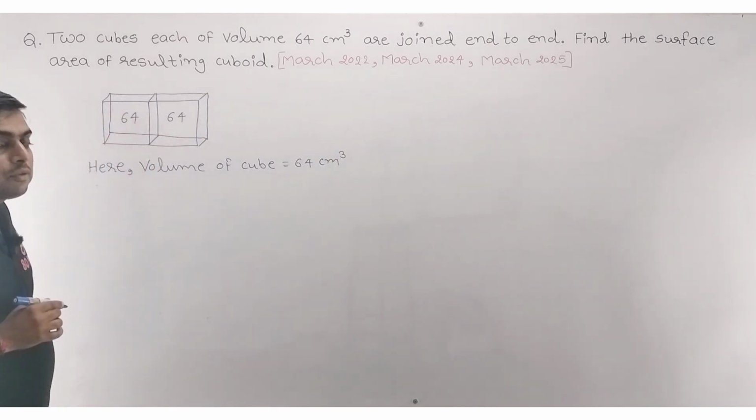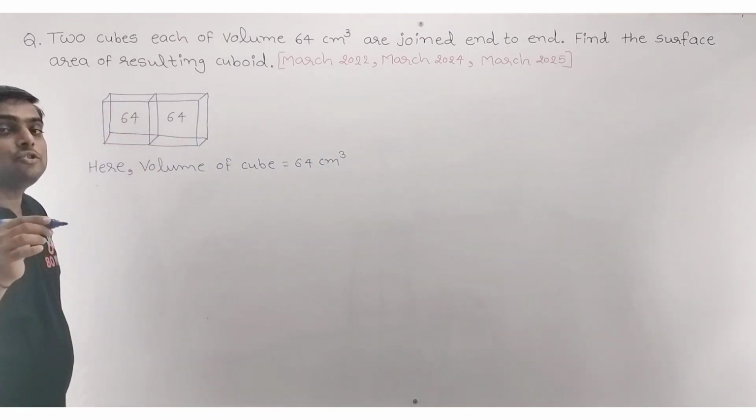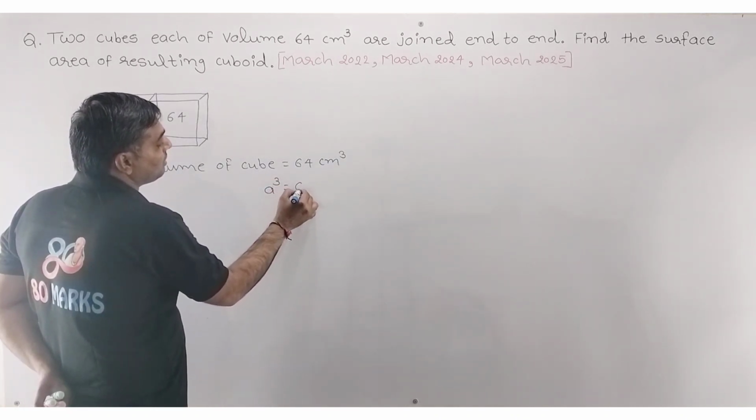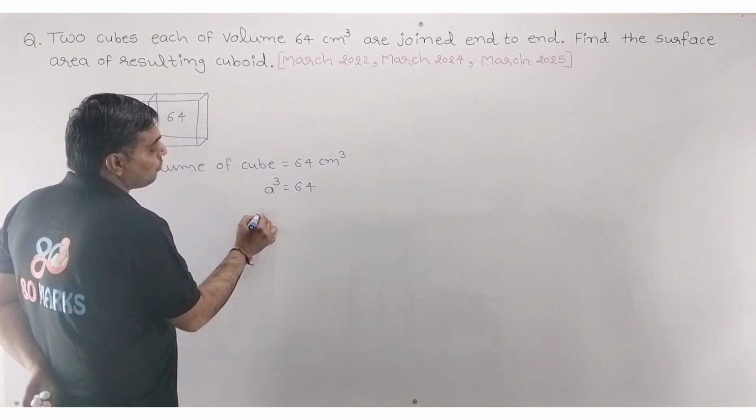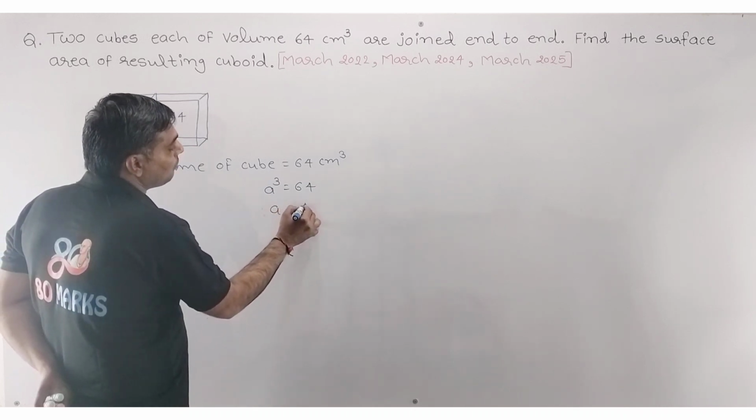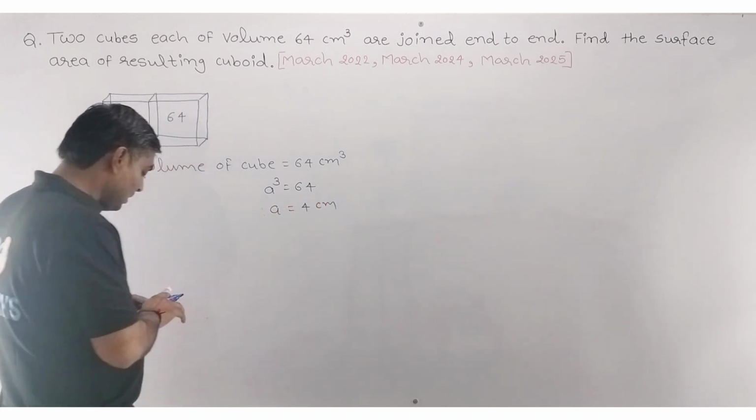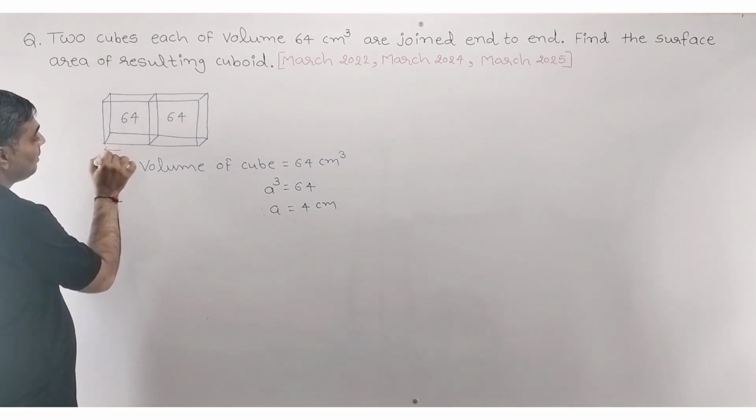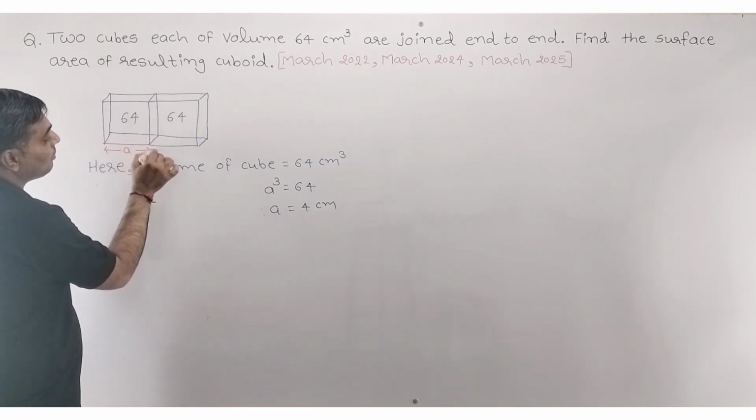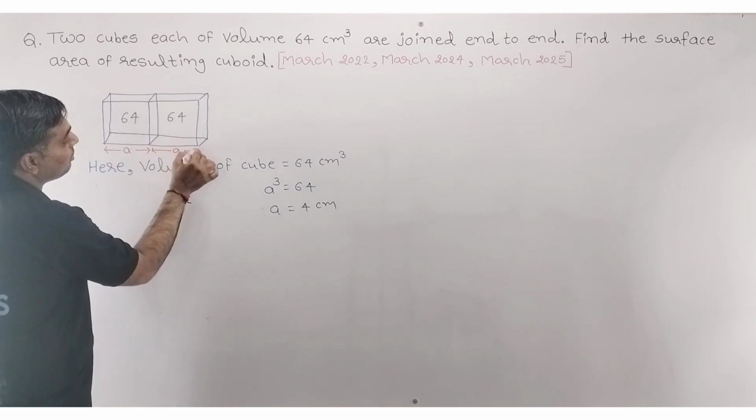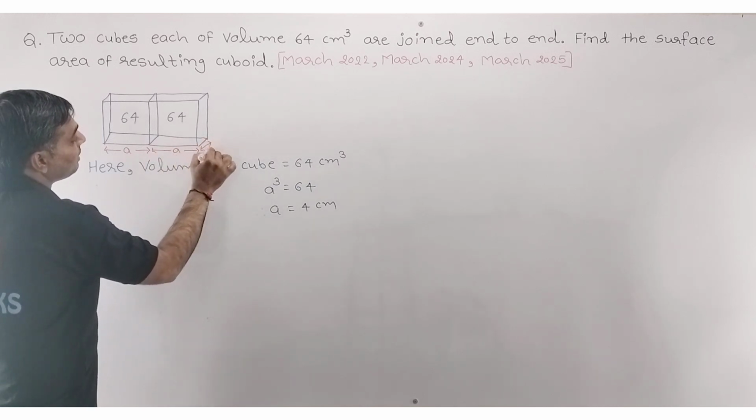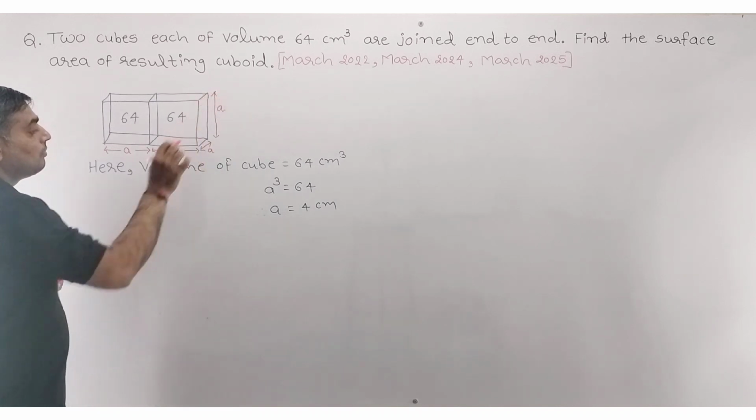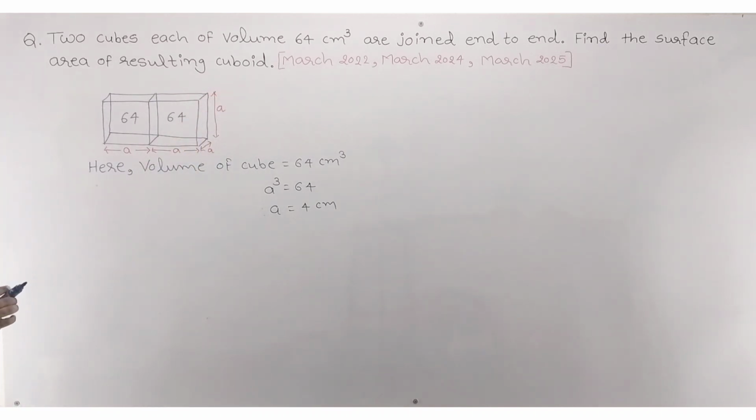As we know, the formula for volume of a cube is either a cube or l cube. a cube is equal to 64. By taking the cube root on both sides, a is equal to 4 centimeter. Here the length is a, the width is also a, and the height is also a. We need to find the surface area of the cuboid.